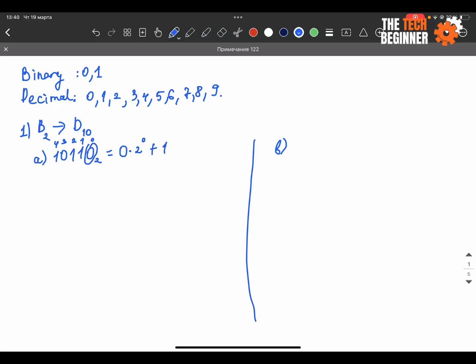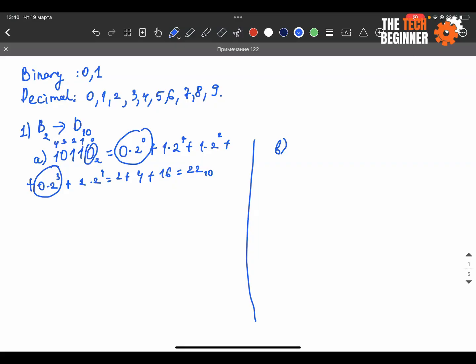The second one is 1 times 2 to the power of 1, and the third one is 1 times 2 to the power of 2, plus 0 times 2 to the power of 3, but anyway it will be 0. The last one is 1 times 2 to the power of 4. Now let's calculate. The first one will be 0, and the next one will also be 0. Then 2, plus 4, then 2 times 2 is 4, then 8, then 16. So this number, 10110 in binary, is 22 in our normal decimal numbers.